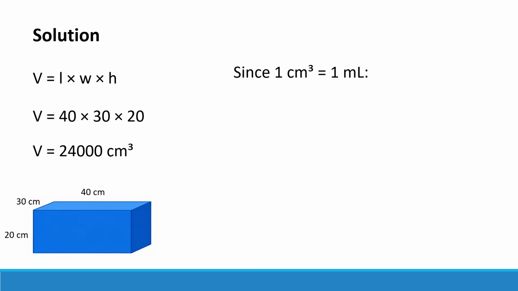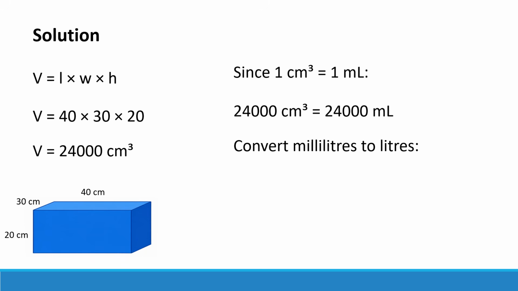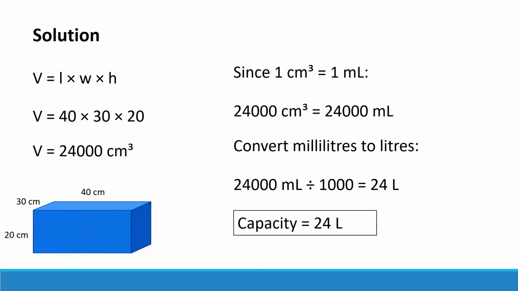Since 1 cubic centimeter equals 1 milliliter, 24,000 cubic centimeters equals 24,000 milliliters. To convert milliliters to liters, divide by 1,000. 24,000 divided by 1,000 equals 24. Therefore, the capacity of the container is 24 liters.